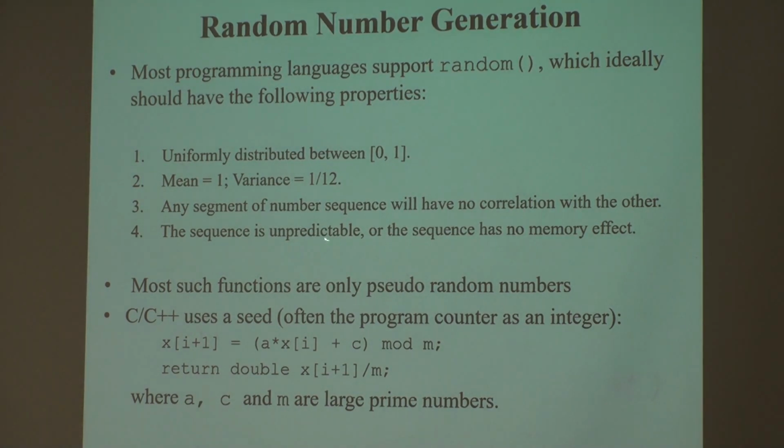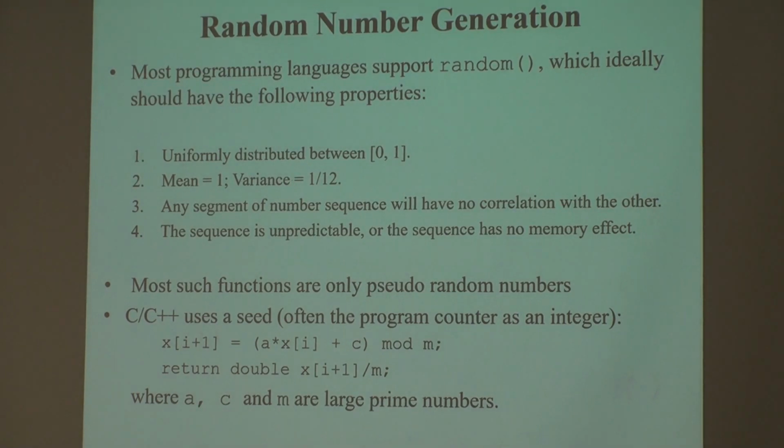There are additional important properties. Any segment of the number sequence will have no correlation with the others. The sequence is unpredictable, and there's no memory effect. It is like rolling a dice: even if you get a lot of threes, if the dice is fair, the chance of getting a 3 on the next roll is still 1/6. There's no memory effect in the sequence.